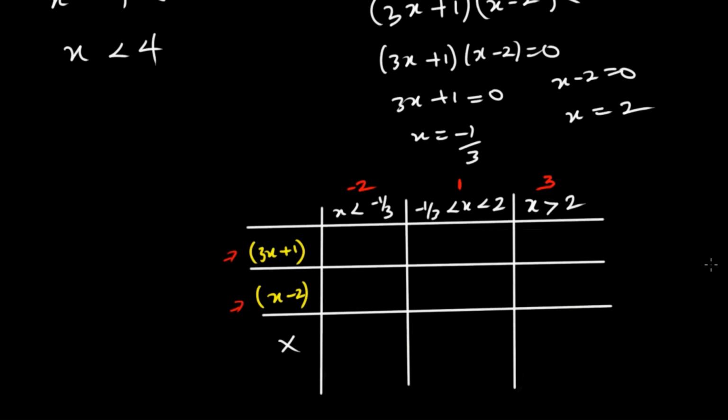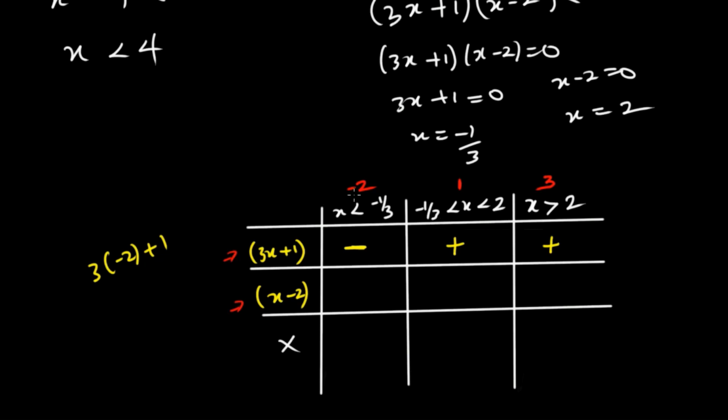So for the first one, if I substitute negative 2, I'm going to have 3 times negative 2 plus 1, and this is negative 6 plus 1. I have negative. So again, if I substitute 1 into this, I have 3 times 1, which is 3. 3 plus 1, that is 4, and the answer is positive. So if I substitute 3, I have 3 times 3, that is 9. 9 plus 1, that is 10. So I have a positive answer.